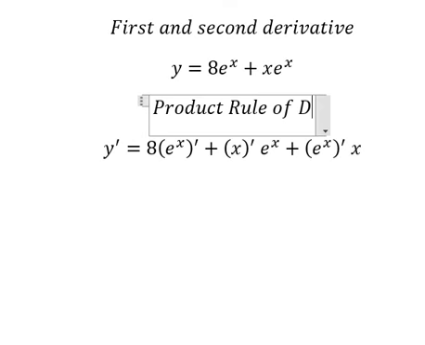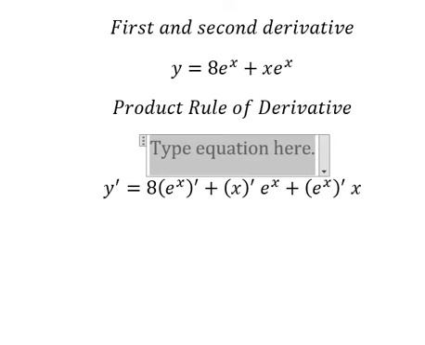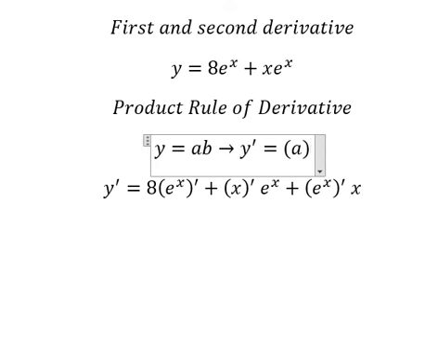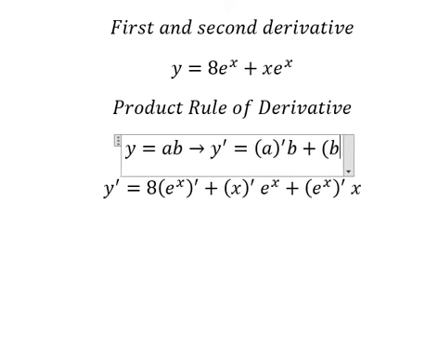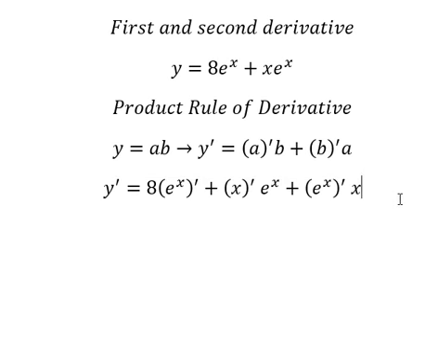rule of derivative. For example, if we have y equal to ab, so if we do the first derivative, we need to do the first derivative of a multiplied by b. Later, we do the first derivative of b multiplied by a.